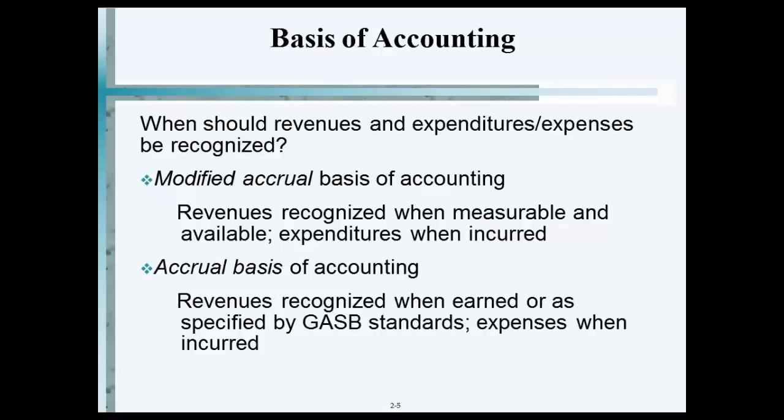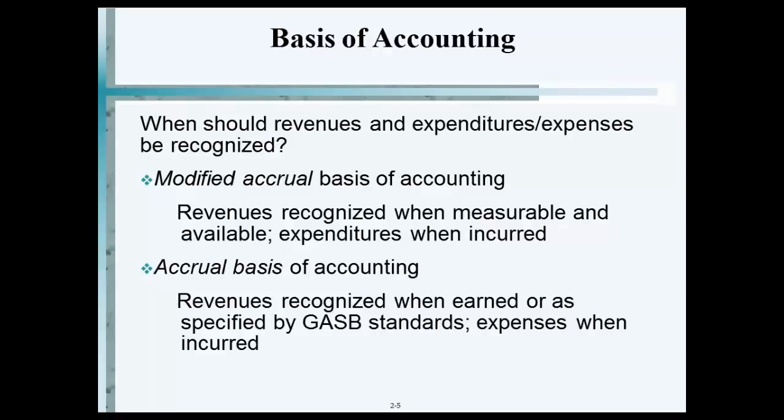Go back to your commercial accounting. When we use the accrual basis of accounting, we always recognize revenues when they are earned and recognize expenses when they are incurred, right? That's your accrual basis of accounting. Under the modified accrual basis of accounting, revenues are recognized when measurable and available. That is some crazy term. Measurable and available. Let me give you an example.